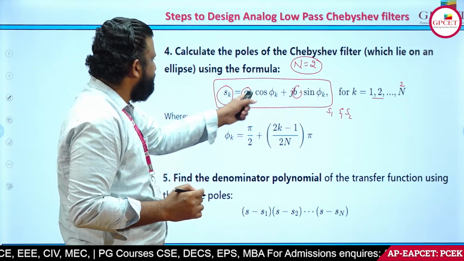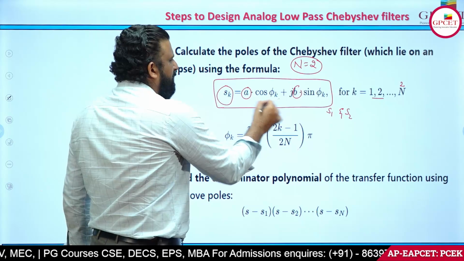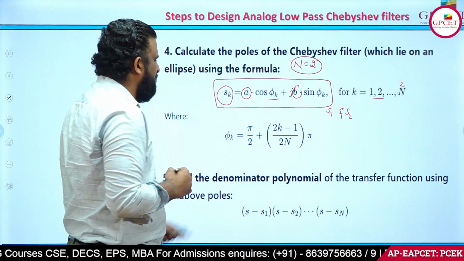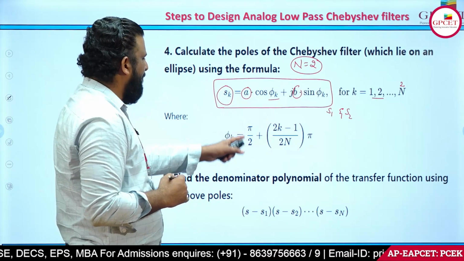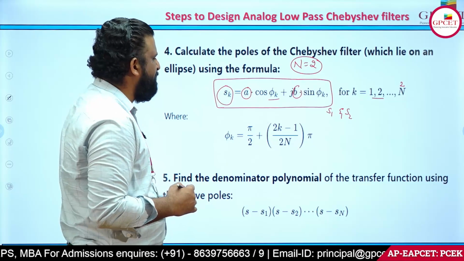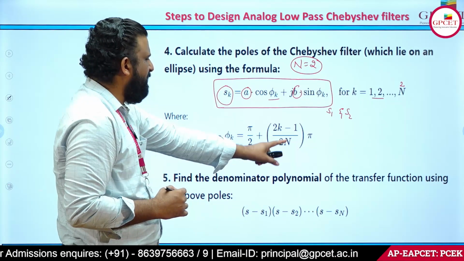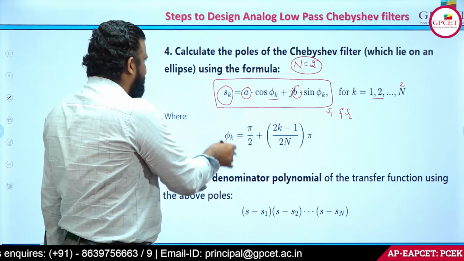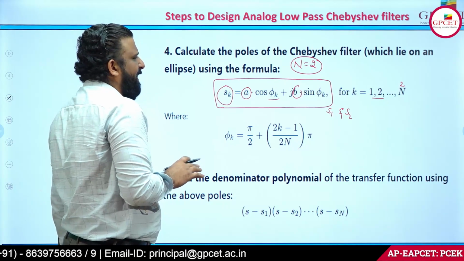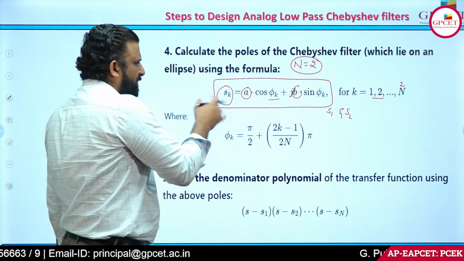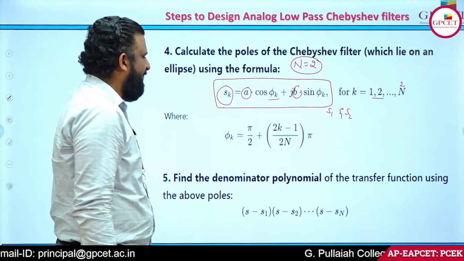Before that, we need to find the value of phi k. The formula for phi k is (pi by 2 plus (2k minus 1)) divided by 2n, into pi. So with the help of this fourth step, we are able to calculate the two poles, that means the poles, by using the formula Sk.